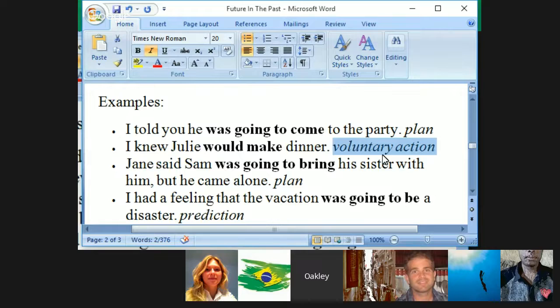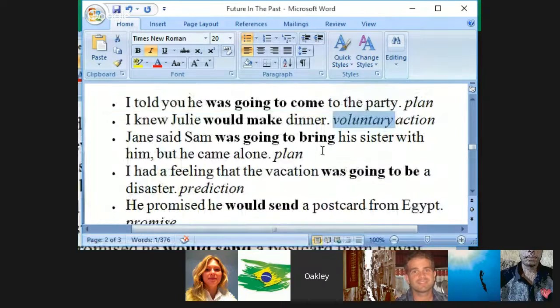A voluntary action doesn't necessarily mean that you volunteer for somebody else. Maybe you're volunteering to do something for yourself. So keep that in mind. We're going to look at these examples. I'll have you guys try to form your own based on these different reasons, plans, predictions, whatever. I just want you to notice the constructions here, and then I'll have you guys give it a try.